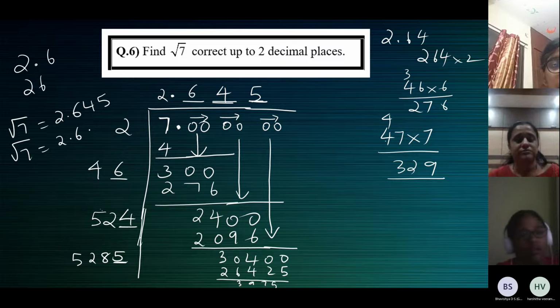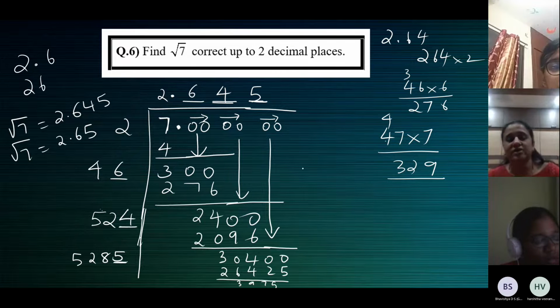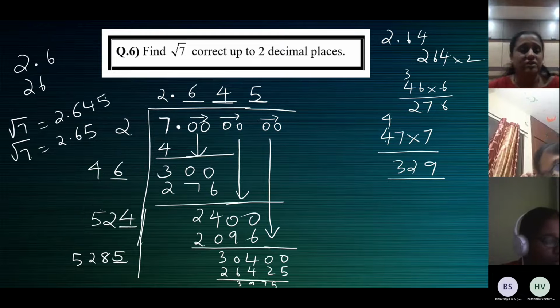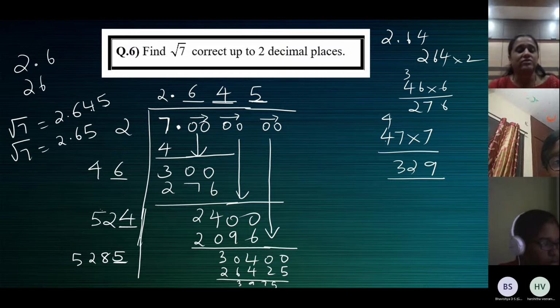I'm 2.65. Okay. So see, if your teacher says 5 and greater than 5, you should increase this. If your teacher says no, it should be more than 5, more than 5 only, you should increase this, then you write it as 2.64. Round off to 2 decimal places, children, that's all. You should find up to 3 decimal places and round it off to 2 decimal places.